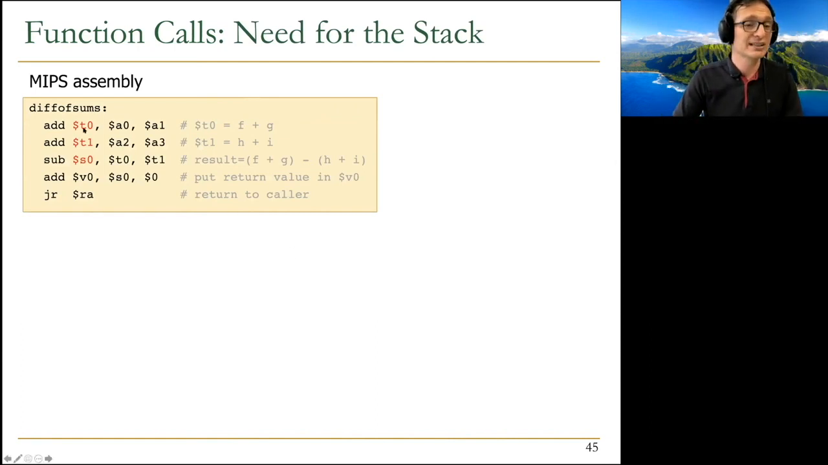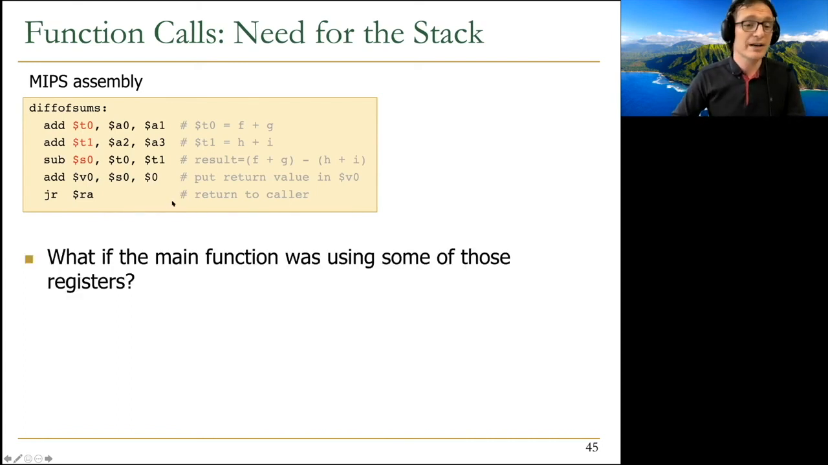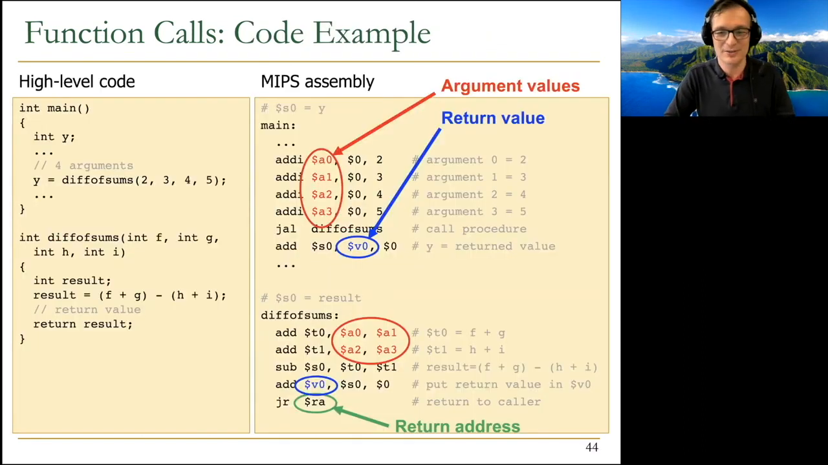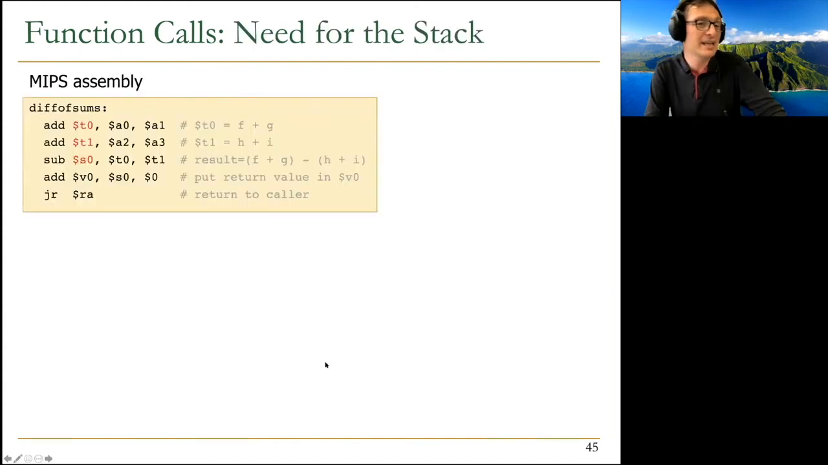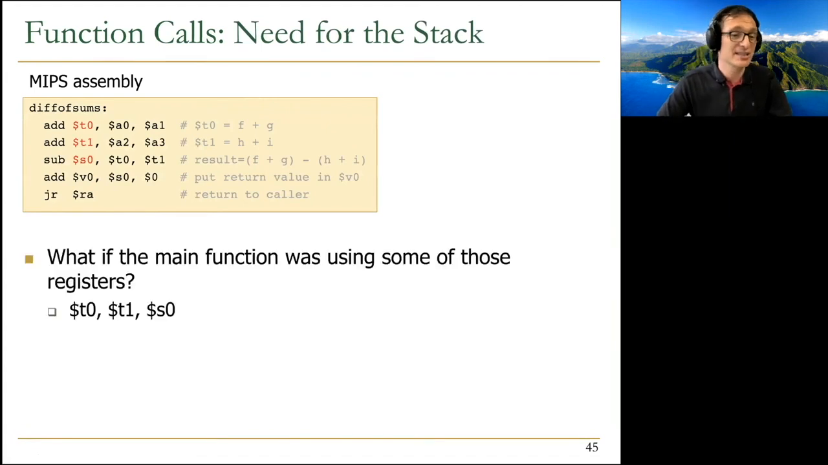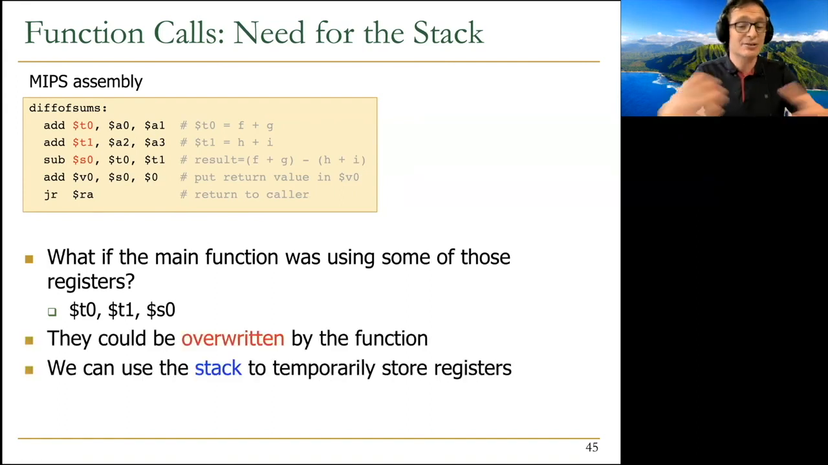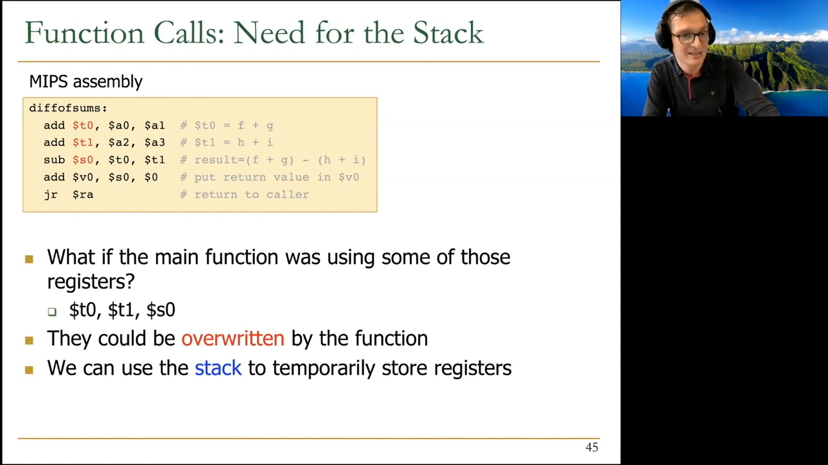So if you look over here, the diff of sums looks like this, right? T0, T1, S0. What if the main function was using some of those registers that were used by diff of sums, right? T0, T1, S0. Well, too bad. You're overwriting them, right? If the main function was using T0, T1, and S0, diff of sums is overwriting them. But we can fix this problem by using a stack to temporarily store the registers that we're overwriting, and then restore them back after we're done with the function.